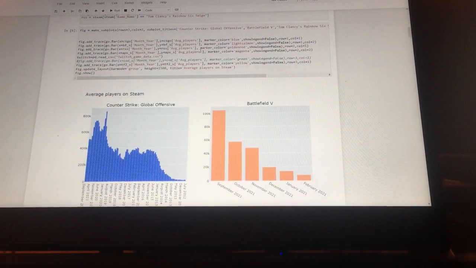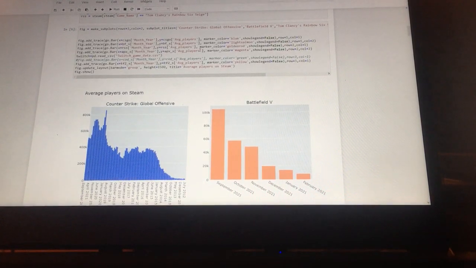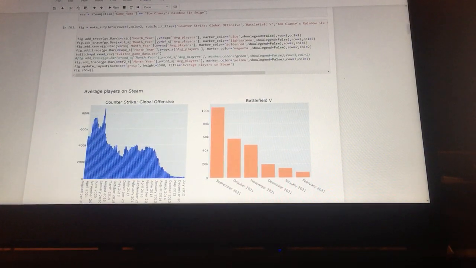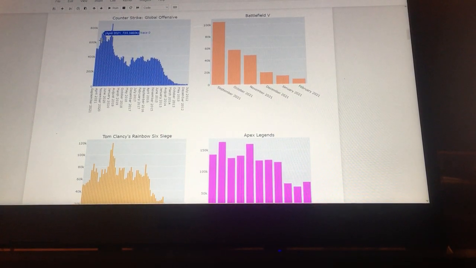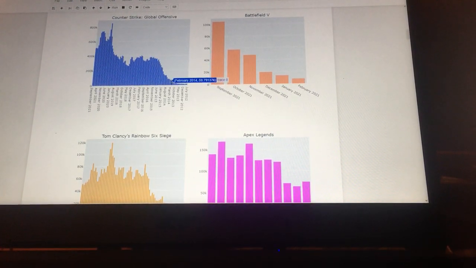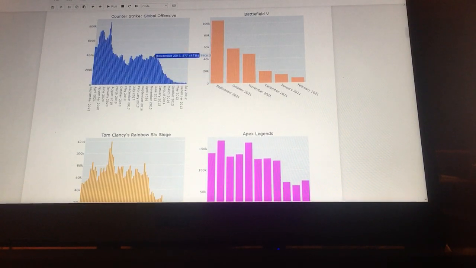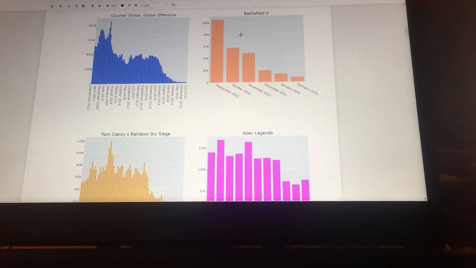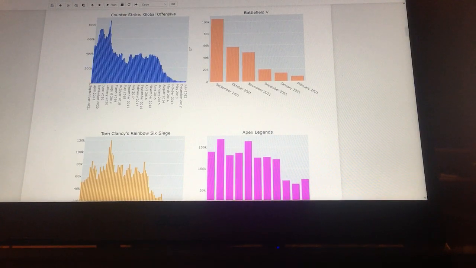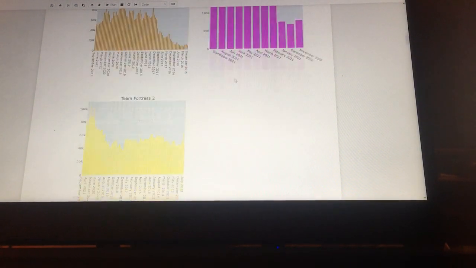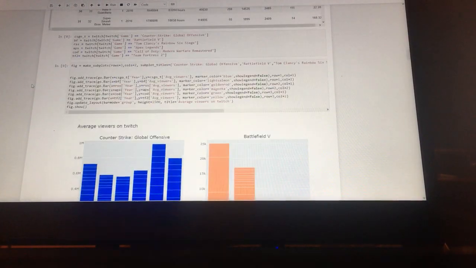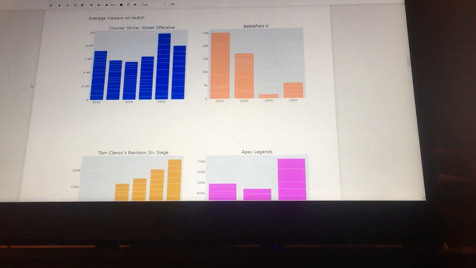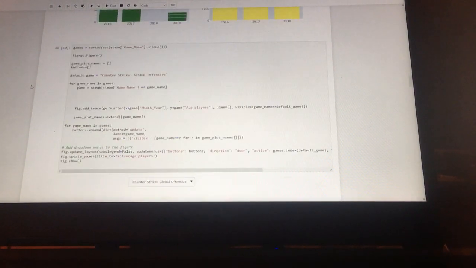Here is our visualization part, and this is a bar chart. As you can see, April 2021 values, and this is February 2014. It's a very large graphic for Counter-Strike: Global Offensive. This is a bar chart for Battlefield 5, Tom Clancy's, Apex, and Team Fortress. This is another bar chart for this project.